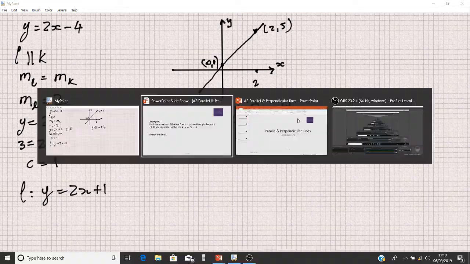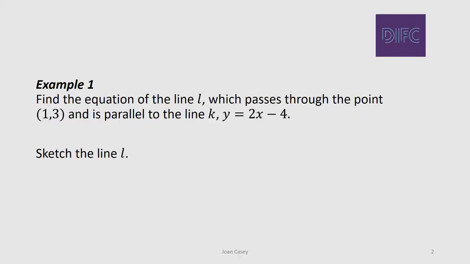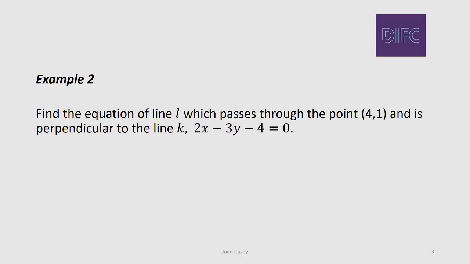Okay, let's take a look at the next example that we'll look at for parallel and perpendicular lines. So in example 2, we want to find the equation of the line L, which passes through the point (4, 1) and is perpendicular to the line K. And K is given by 2x minus 3y minus 4 equals 0.